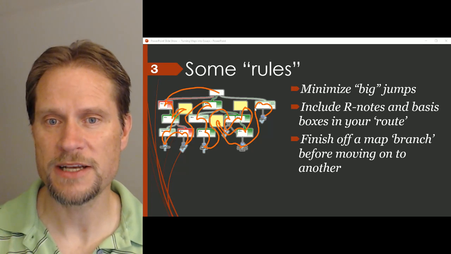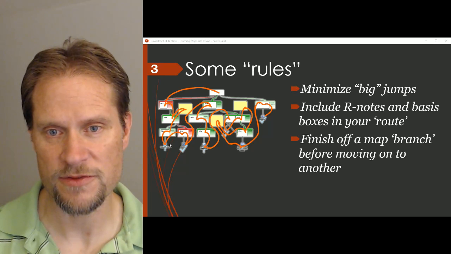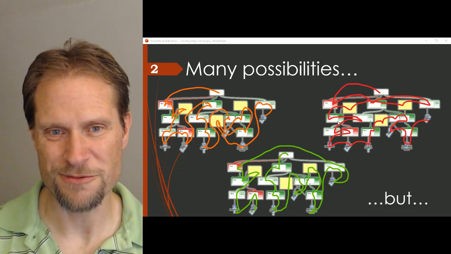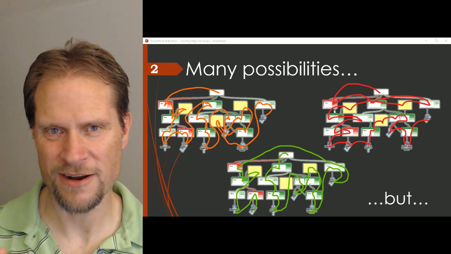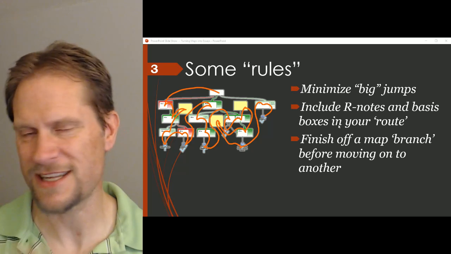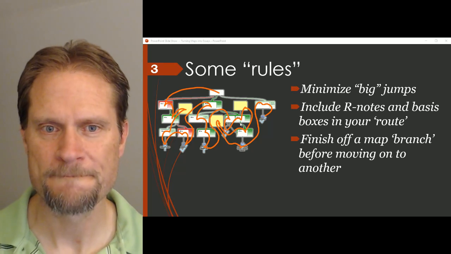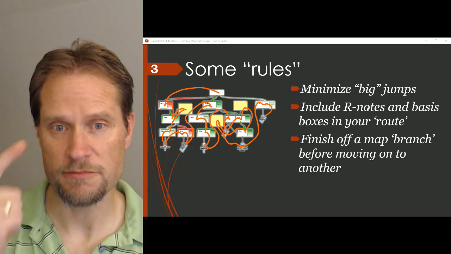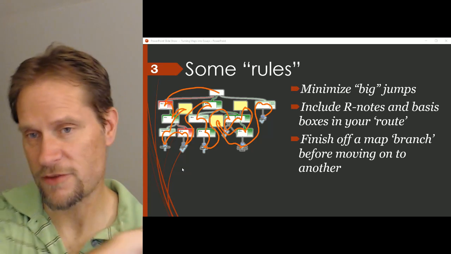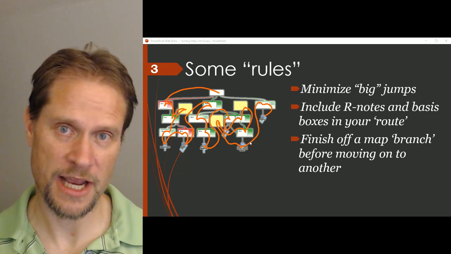First, we want to minimize these big horizontal jumps, right? Or big diagonal jumps from the tip of an argument up to the top here. That's what made the red map path here bad. It's just kind of willy-nilly, just going from random box to box. That's too confusing, right? We want to minimize the number of big jumps that we take. We need to include R notes and basis boxes in our route through the map. G answers, that stuff goes in the conclusion generally, so we don't need to worry about including those on our path. Those are just going to end up in the conclusion.